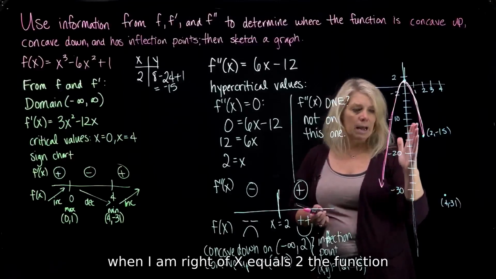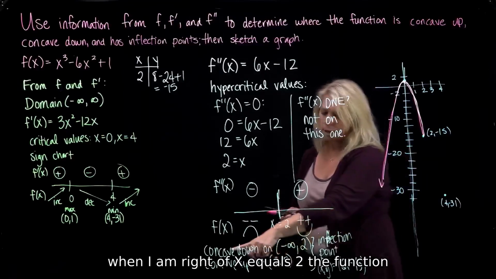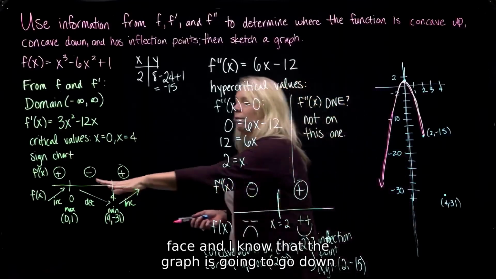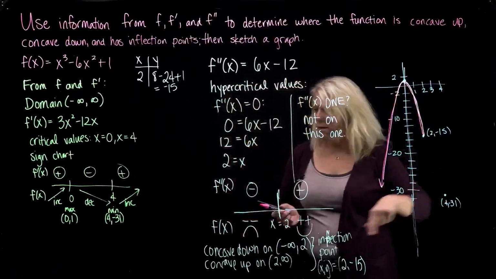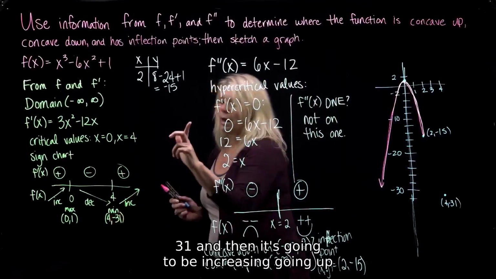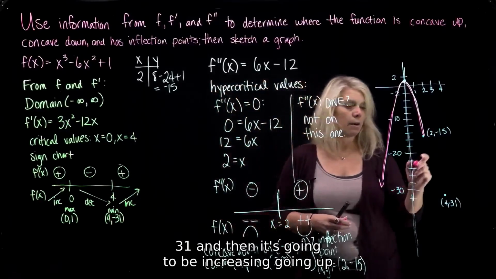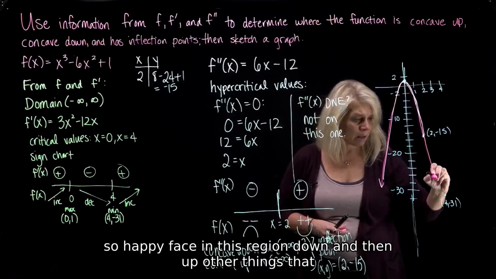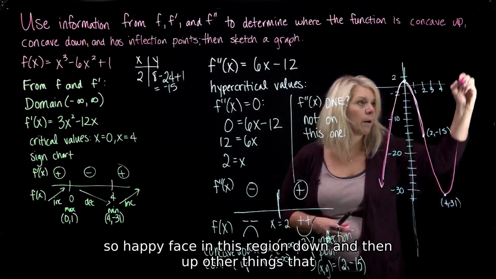All right, and then when I am right of x equals 2, the function is going to be concave up or cupped like a happy face. And I know that the graph is going to go down, decreasing until it reaches this point at 4, -31, and then is going to be increasing, going up. So happy face in this region, down, and then up.